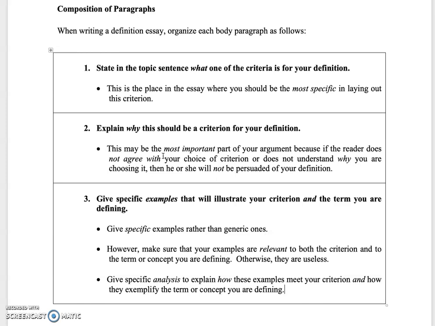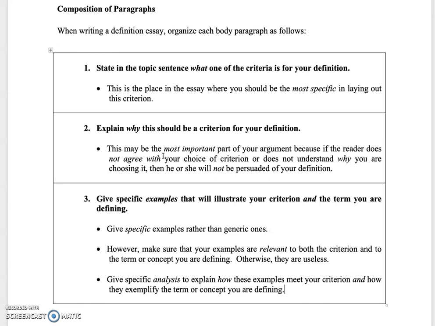And then lastly is where you give the examples that illustrate your criterion and the term you're defining. This is usually the largest part of each body paragraph. So you want to give specific examples that illustrate the criteria, not generic ones. And specific means people with names, places with names, events with dates, or that at least occurred at a specific time. So not people in general or generic types of people. It has to be specific.